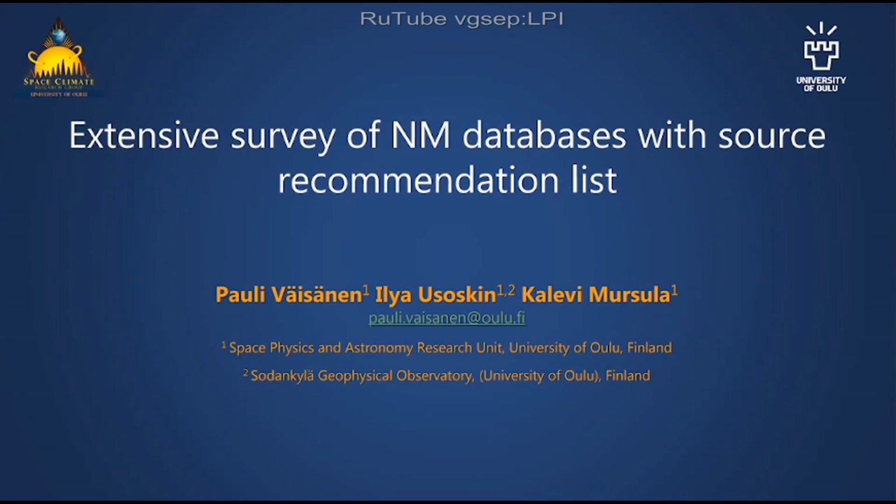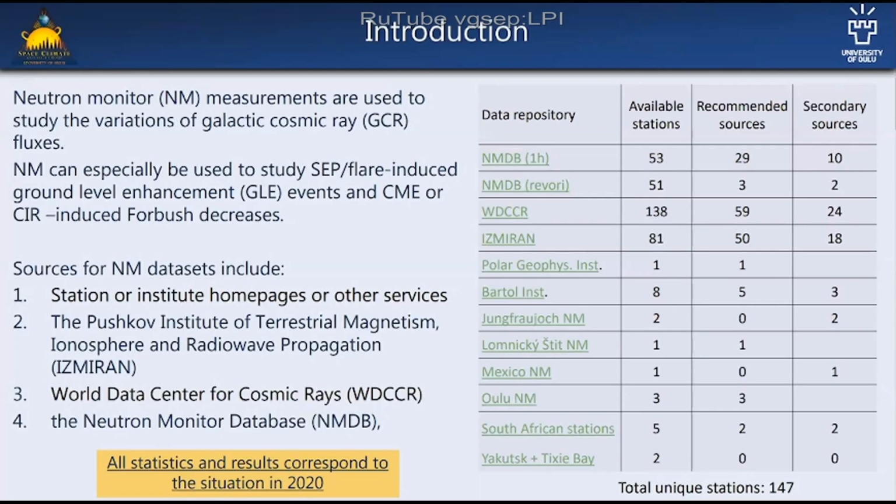So my talk is about neutron monitor data and this extensive survey we did on that. As you all know, neutron monitors are the main method of measuring galactic cosmic ray fluxes on Earth. And of course, they are used to study flares, GLEs, Forbush decreases and other heliospheric phenomena related to the Sun. When we download data from a specific station, we usually have 4 options.